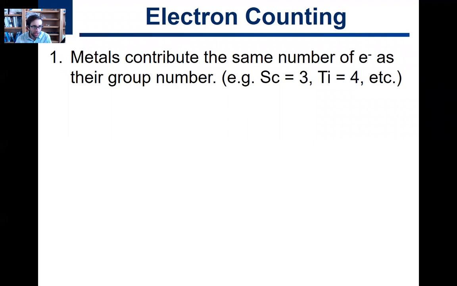And so because now we're talking about number of electrons for transition metal complexes, we have to learn how to count electrons. And so there's several different ways to do this. I'll show you my favorite way. The first thing you're going to do is count the number of electrons on the metals. And so the metals contribute the same number of electrons as their group number.